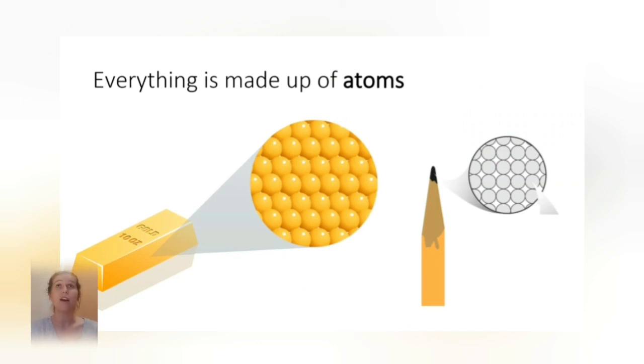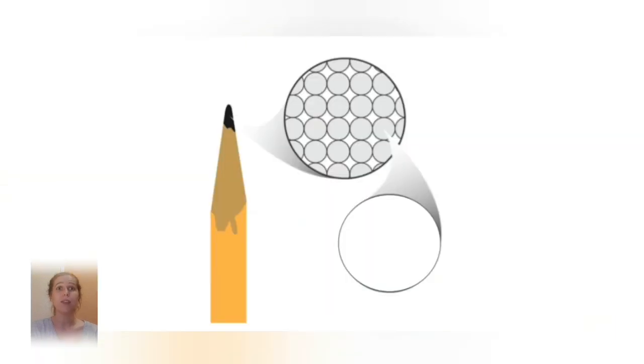So let's start. Everything is made up of atoms. And if we zoomed in to a piece of gold or to some carbon, we would see individual atoms all lined up next to each other like this. So we've got gold or we've got carbon inside a pencil.